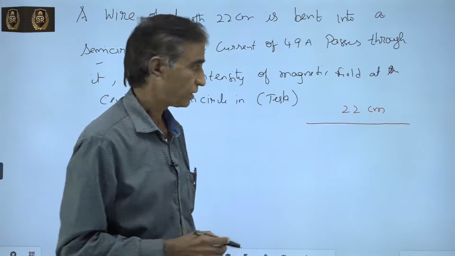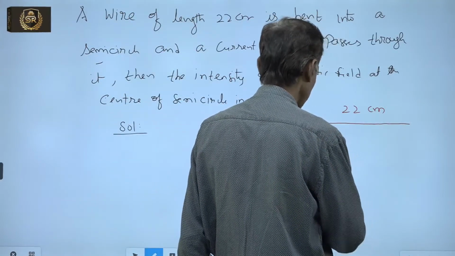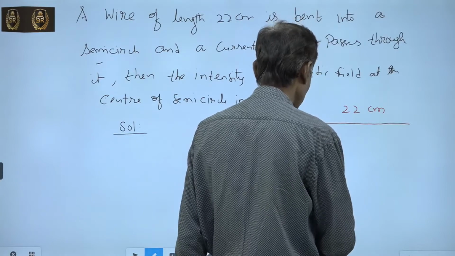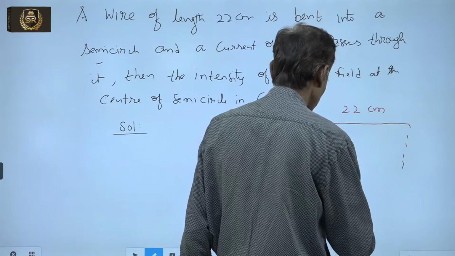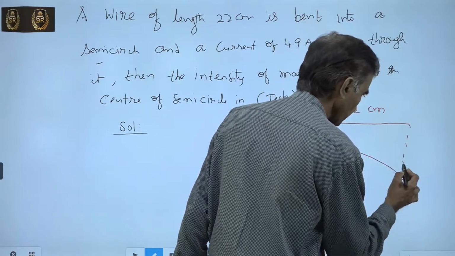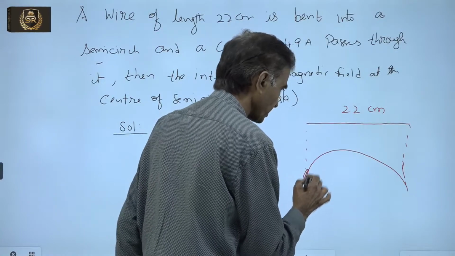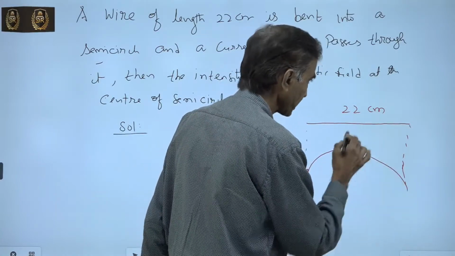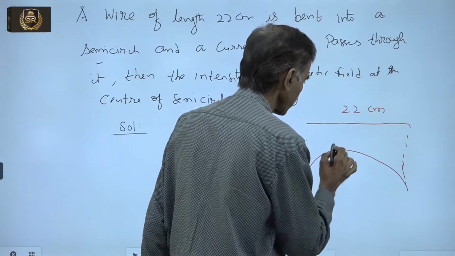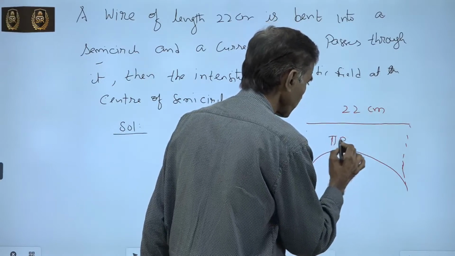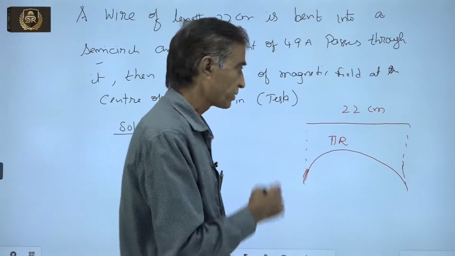So what we have done now? This 22 centimeter wire we have converted into a semicircle. That means the circumference of the semicircle will be 22 centimeter. So what is the circumference of the semicircle? Pi r, because for a circle it is 2 pi r, so for a semicircle it will be pi r.